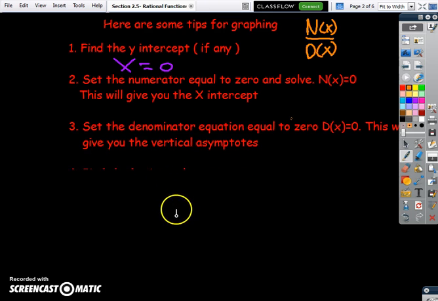Then, set the denominator equal to 0. That's step 3. Now this one is very important to us. This will give us our vertical asymptotes. Vertical asymptotes are our MC Hammer of mathematics. We cannot touch them or cross them. It will give us our vertical asymptotes provided we haven't canceled out with the numerator. So, when you do this, you want to factor everything and then set the denominator equal to 0.